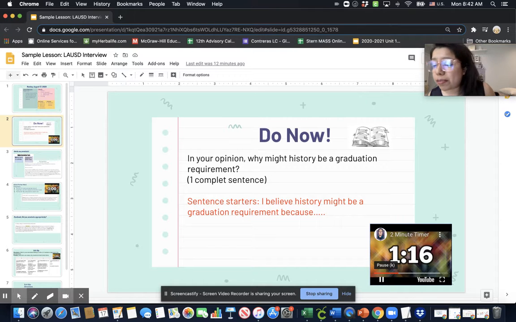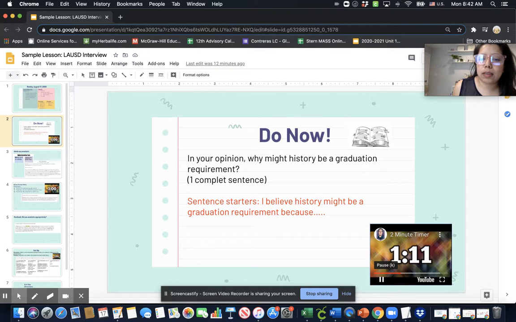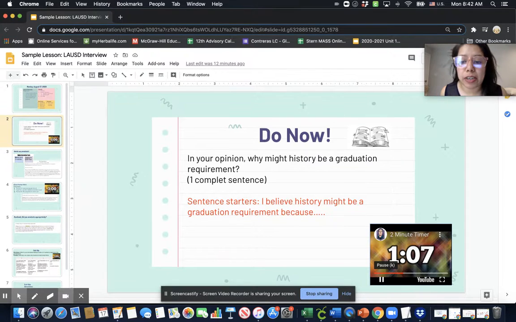Take about 15 more seconds. Good. If you have a little bit of time, you can expand on your answer. And let's pause in 3, in 2, and in 1.